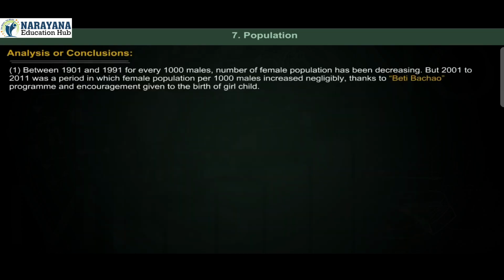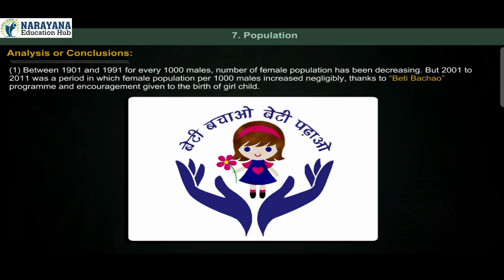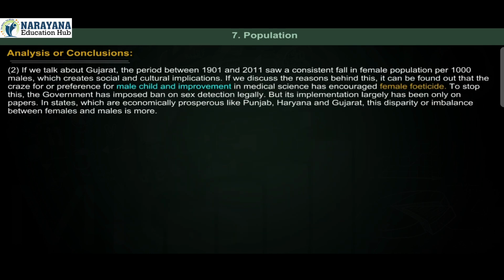Analysis or conclusion. First, between 1901 to 1991, for every 1000 males, the number of females has been decreasing. But 2001 to 2011 was a period in which female population per 1000 males increased negligibly, thanks to the Beti Bachao program and encouragement given to the birth of girl child. Second, if we talk about Gujarat, the period between 1901 to 2011 saw a consistent fall in female population per 1000 males, which creates social and cultural implications.